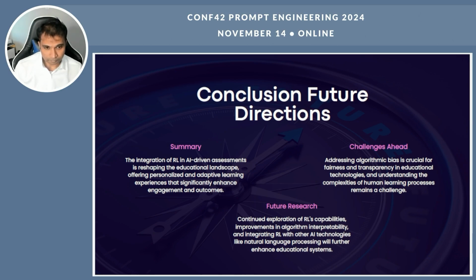Challenges ahead: we need to address algorithm bias. Addressing algorithm bias is crucial for fairness and transparency in educational technologies, and understanding the complexities of human learning processes remains a challenge. Future research needs to continue the exploration of reinforcement learning capabilities, improvements in algorithm interpretability, and integrating reinforcement learning with other AI technologies like natural language processing, which will further enhance educational systems.